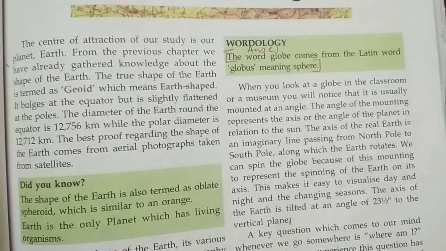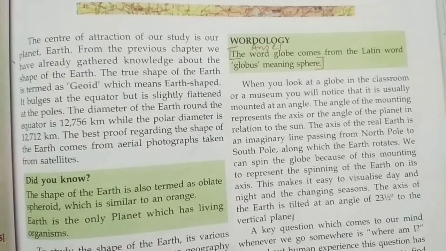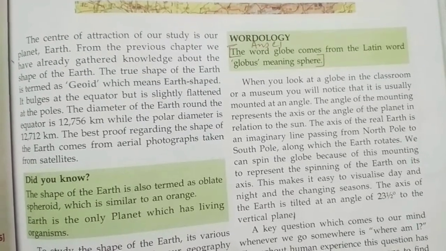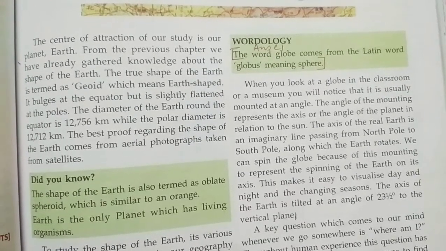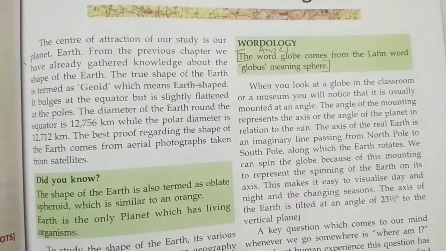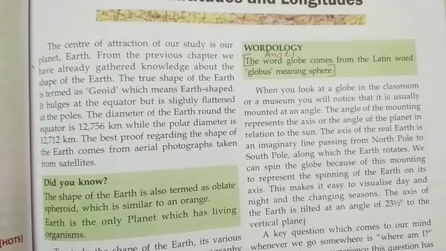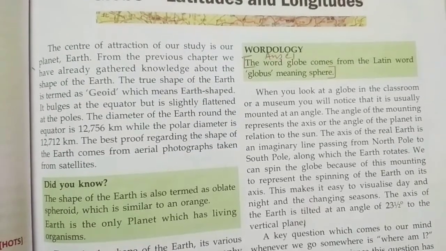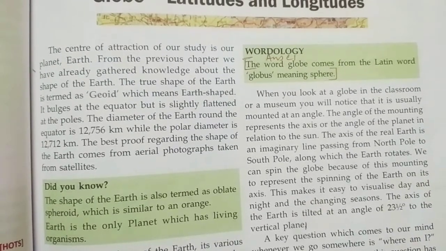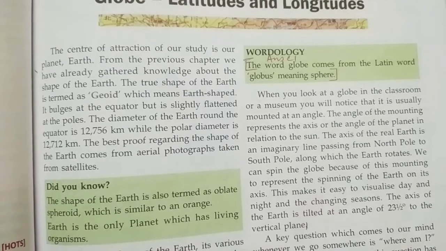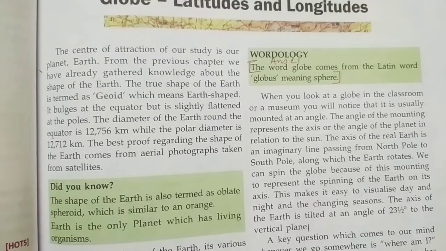Next, when you look at a globe in the classroom or a museum, you will notice that it is usually mounted at an angle. The angle of the mounting represents the axis or the angle of the planet in rotation to the sun. The axis of the real Earth is an imaginary line passing from North Pole to South Pole, along which the Earth rotates. We can spin the globe because of this mounting to represent the spinning of the Earth on its axis. This makes it easy to visualize day and night and the changing seasons.